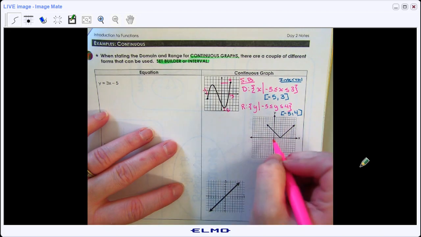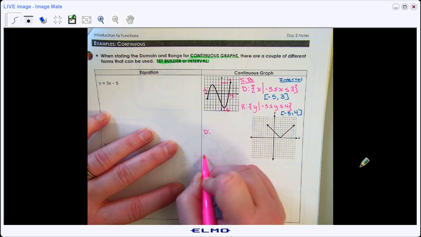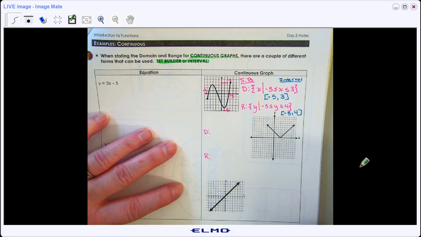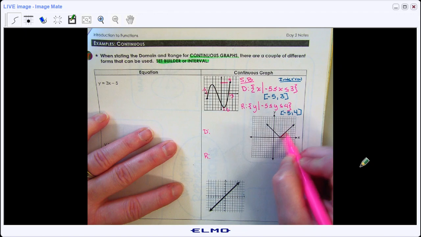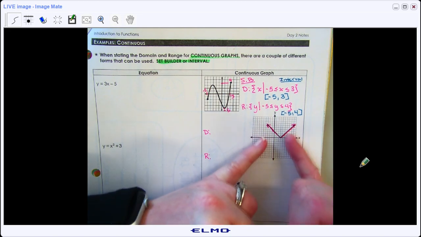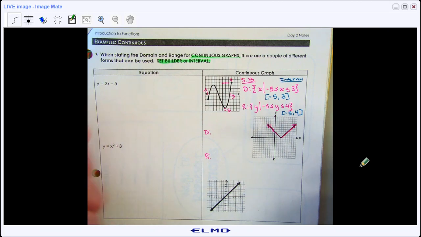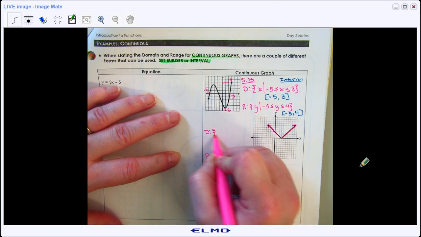So let's try my V-shaped graph over here. Again, I'm going to do both set builder and interval so that you can see them. So my graph here has arrows going on forever. Because of these arrows, this keeps going on forever. It will use every x value possible.